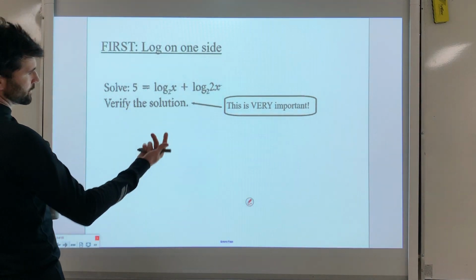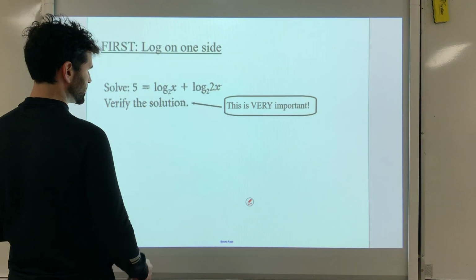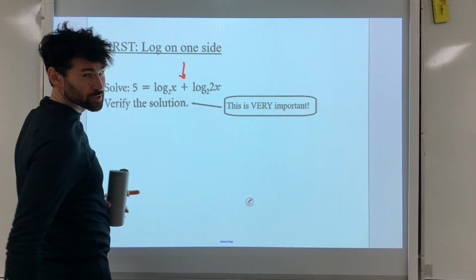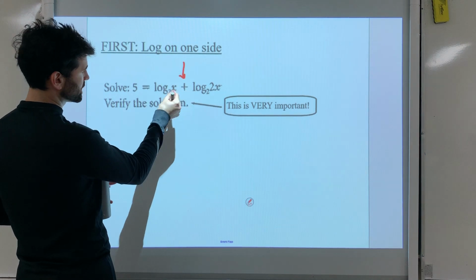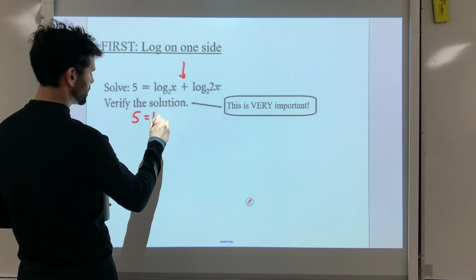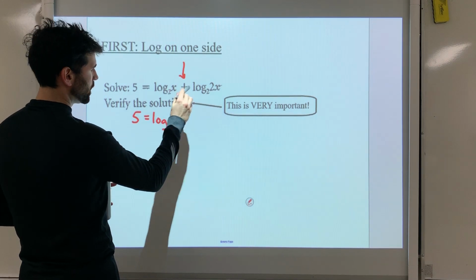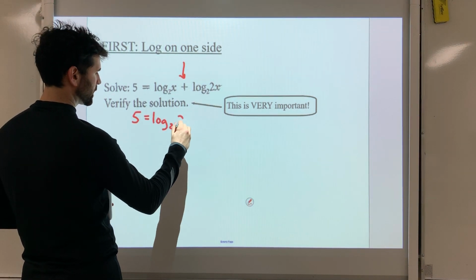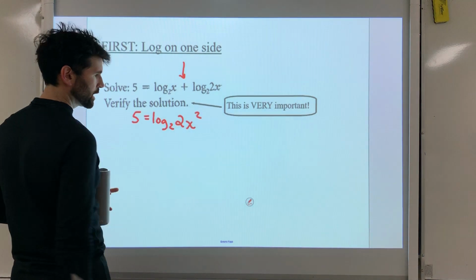Okay, and it says verify the solution, which we'll do at the end. Well, let's see. Addition means that I'm using the product law. So in order to solve this, I need to combine this into one log. So I'm going to leave that on this side, and I'm going to say log base 2, multiply the arguments together, so you're going to get 2x squared.